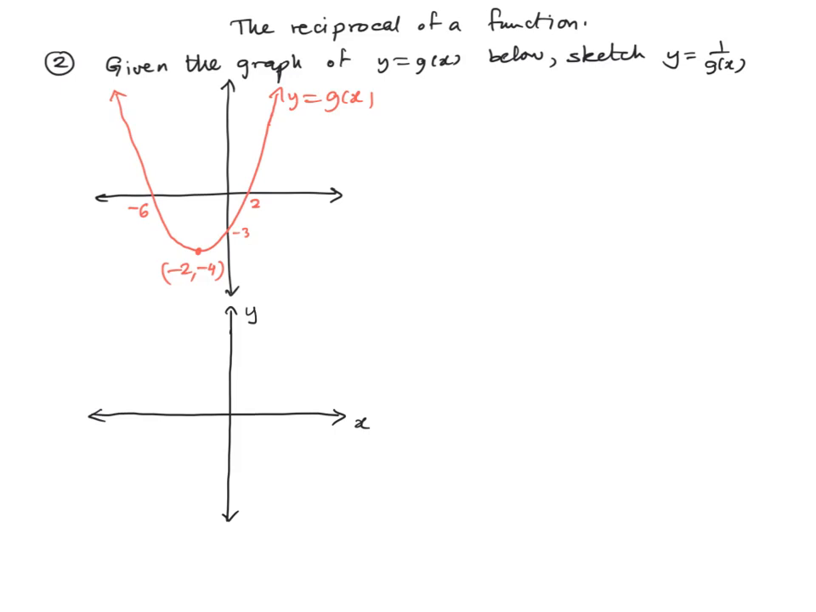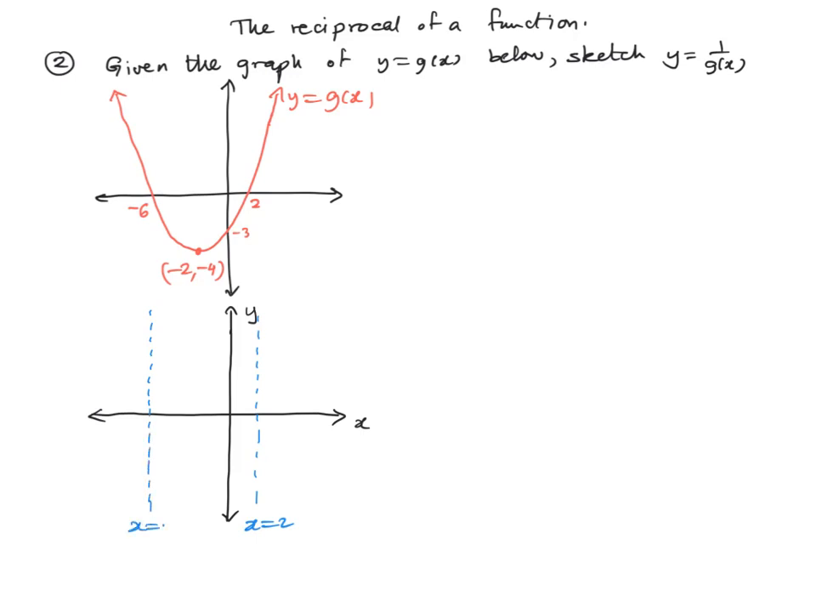Okay, so if you think about y equals 1 over g of x, when g of x is equal to 0, in other words, when the y-coordinate is 0, the x-intercept, when I do 1 over g of x, well, that's undefined. So that will correspond to a vertical asymptote because I can't divide by 0. So let's put that in first. So there's going to be a vertical asymptote at x equals 2 and another vertical asymptote at x equals -6.